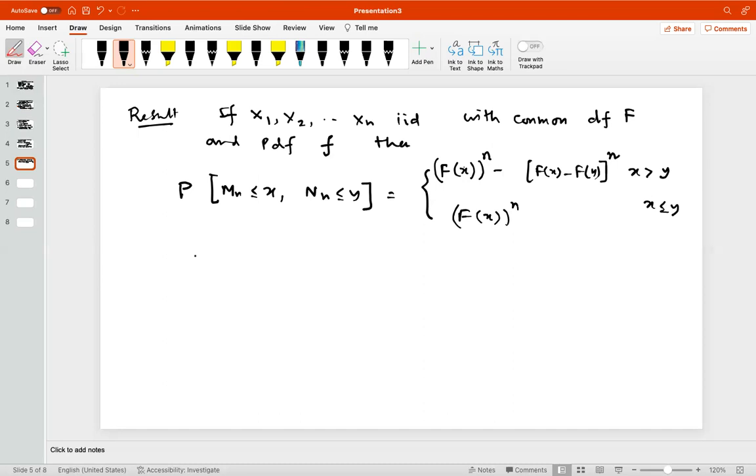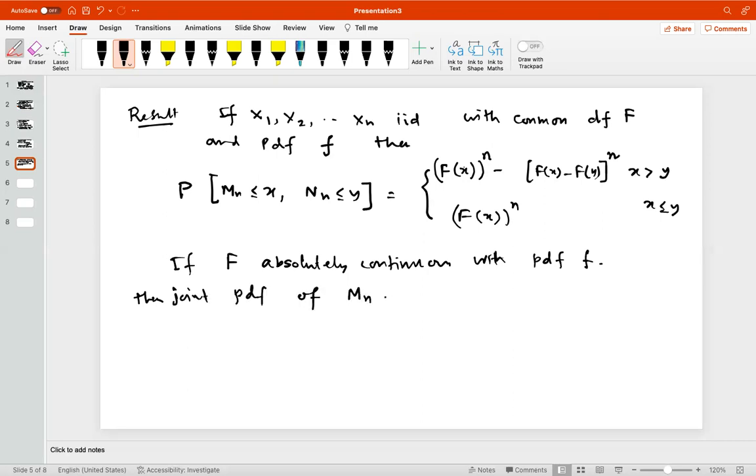Now, if F is absolutely continuous with PDF f, now what is the density function? Then we know the density function, the joint PDF of the maximum and minimum.